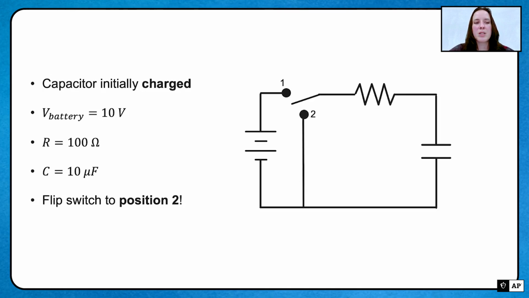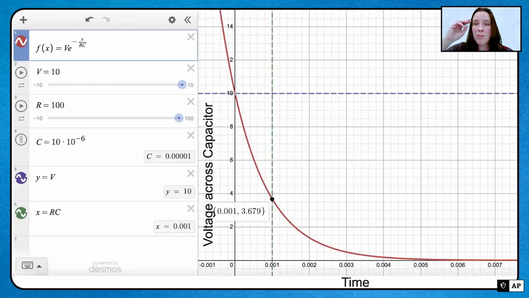So I'm going to flip my switch to position 2. So now my capacitor is full. It has a voltage of 10. And now I've switched it over and now it's discharging through that resistor. So it's like, woo, decaying down to 0.